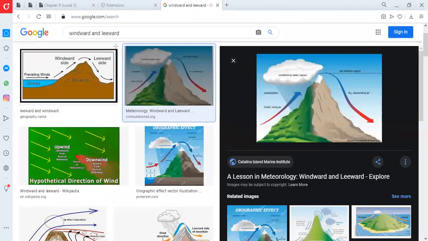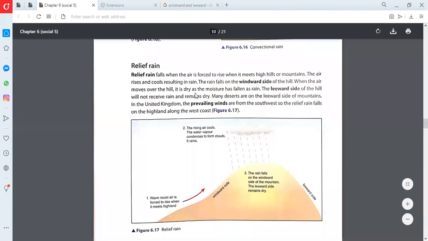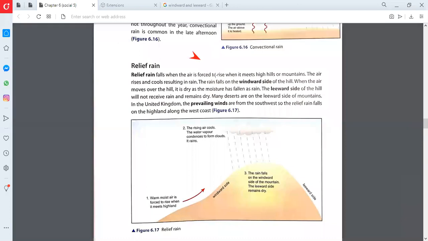Okay, we are moving back towards the book, page 73. The rain falls on the windward side of the hill. When the air moves over the hill, it is dry, as the moisture has fallen as rain. The leeward side of the hill will not receive rain and remains dry. Why? Because of the wind. Many deserts are on the leeward side of the mountains. So mostly the deserts are on the leeward side of the mountain. That's why there is very little rain in the desert.